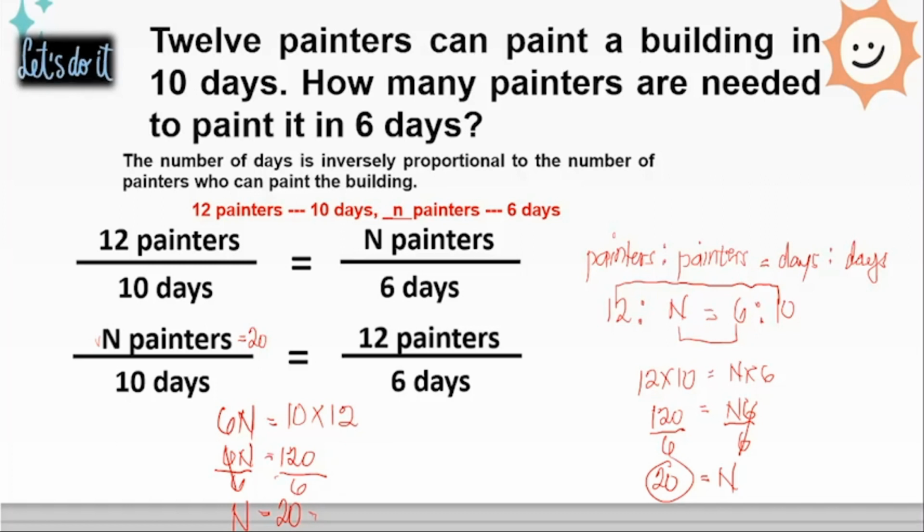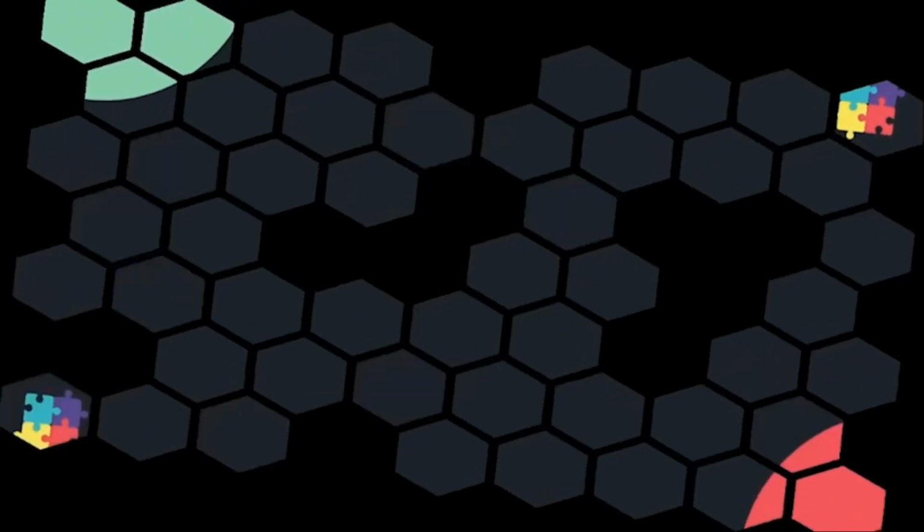So as you can see here, from 12 painters and 10 days, because the working days decreased to only 6 days, how many are needed? This means if it is 6 days, you need more painters. So that is why it became 20. So that's how we solve inverse or indirect proportion. We can use the inverse or indirect proportion setup or the direct proportion setup. You just follow the process. Okay, so let's go on to the other topic.